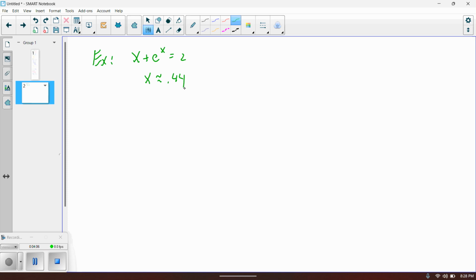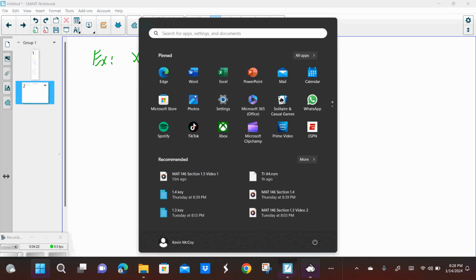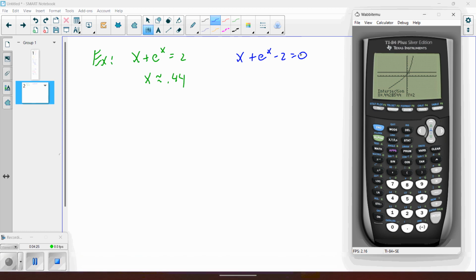All right, so that's kind of one way you would use the calculator. Another way would be to take the original expression and subtract 2 from both sides. So we would get x plus e to the x minus 2 equals 0. So, okay, let's go back to the calculator. Y keeps pulling up that whole thing. I'm not trying to do that.